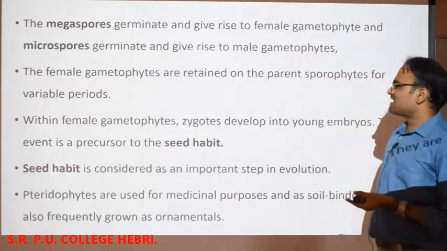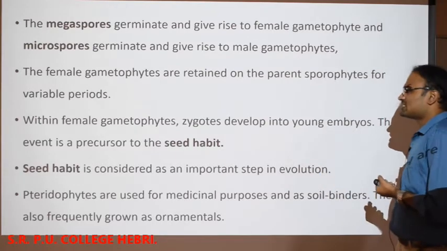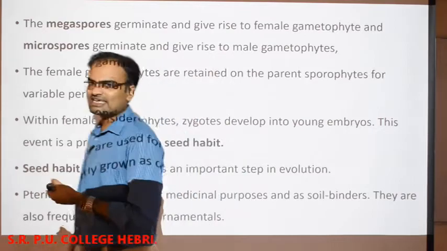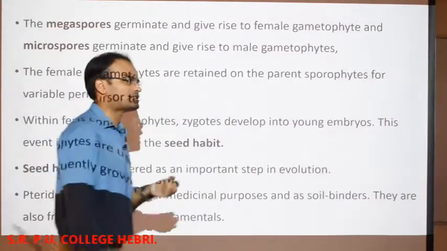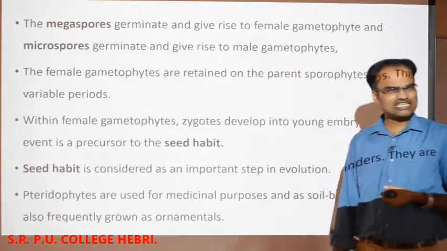So within the female gametophyte, zygotes develop into young embryos. This event is a precursor to the seed habit. So what will happen when the female gametophyte is retained within the sporophyte body for a variable period? What will happen? The zygote will be formed.